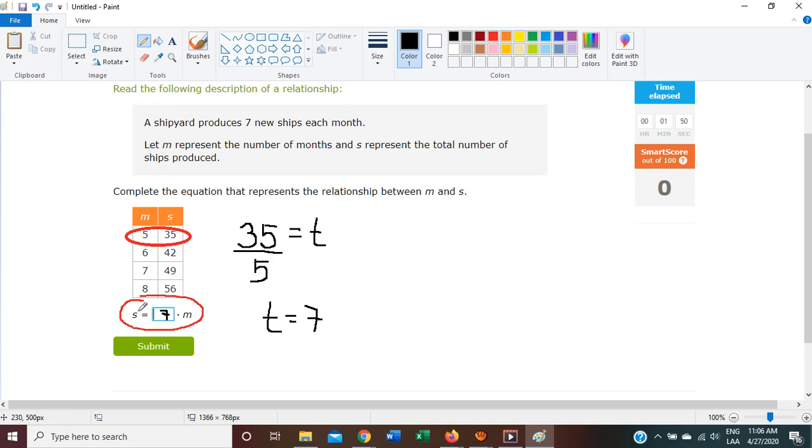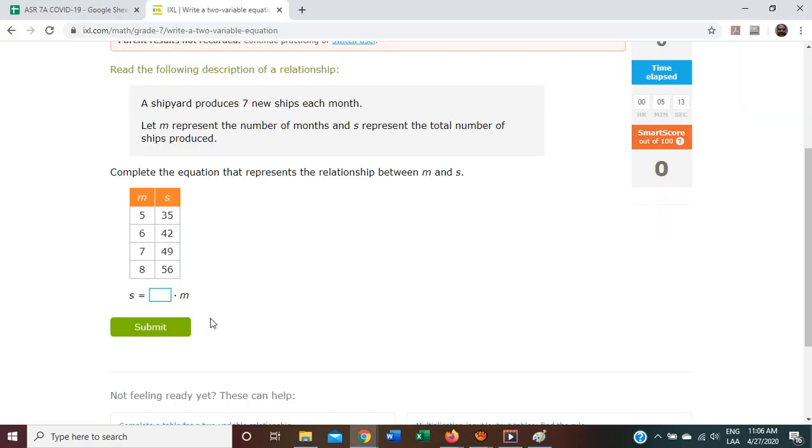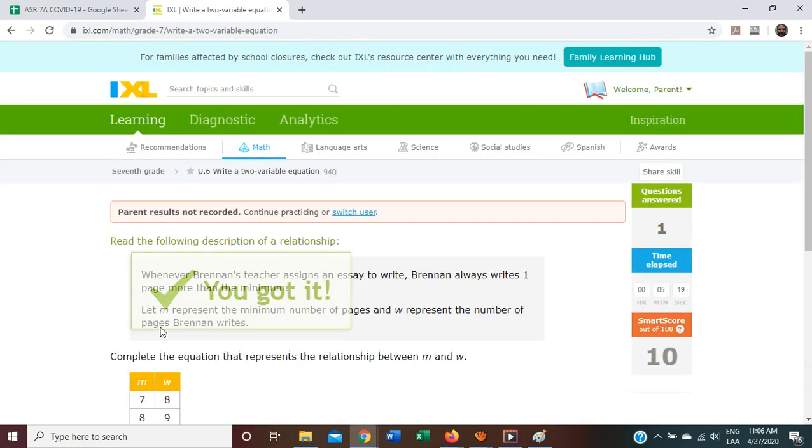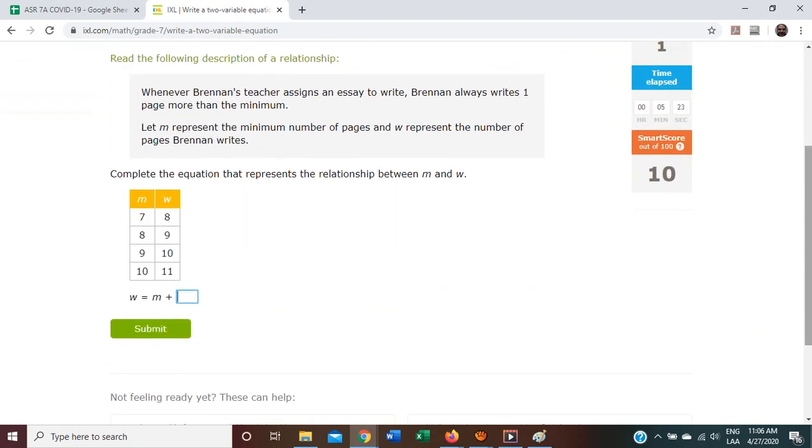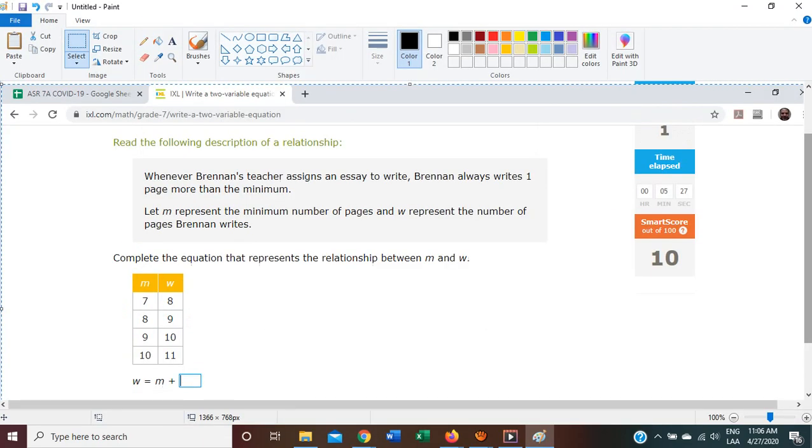For example, S, which is 49, equals 7 times 7. That's right. So I go back to the IXL webpage and I write 7. Submit. And that is correct. Now let's make another one to make sure that we understood.